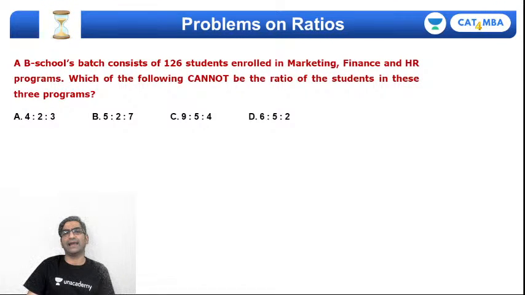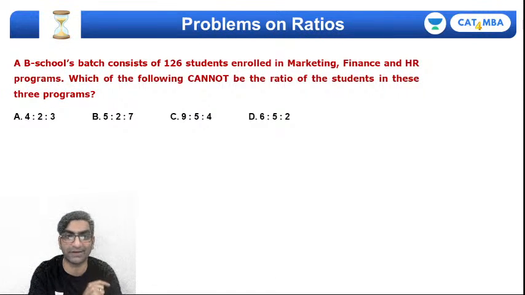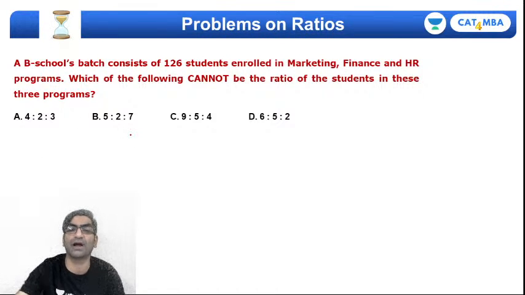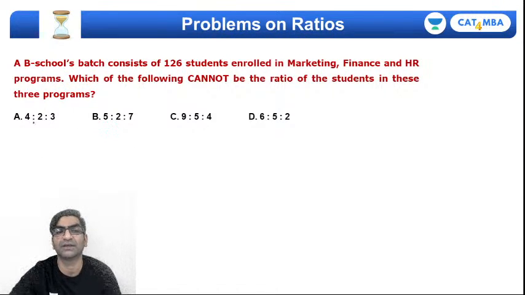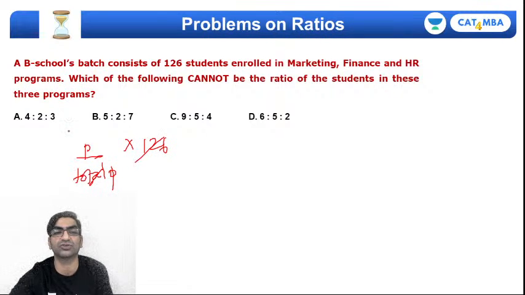Well, why can a particular ratio not be possible? Because when you allocate basis that ratio, the value you get is not an integer. Because you must have students in each of these programs in integer values. So anything that doesn't give you an integer value is not possible. So now think about it. How do you calculate in the apportioning? You'll take parts divided by total parts, and then you multiply. So parts upon total parts into 126 means you want to check whether this cancels out or not. So is the total parts a factor of 126 or not?